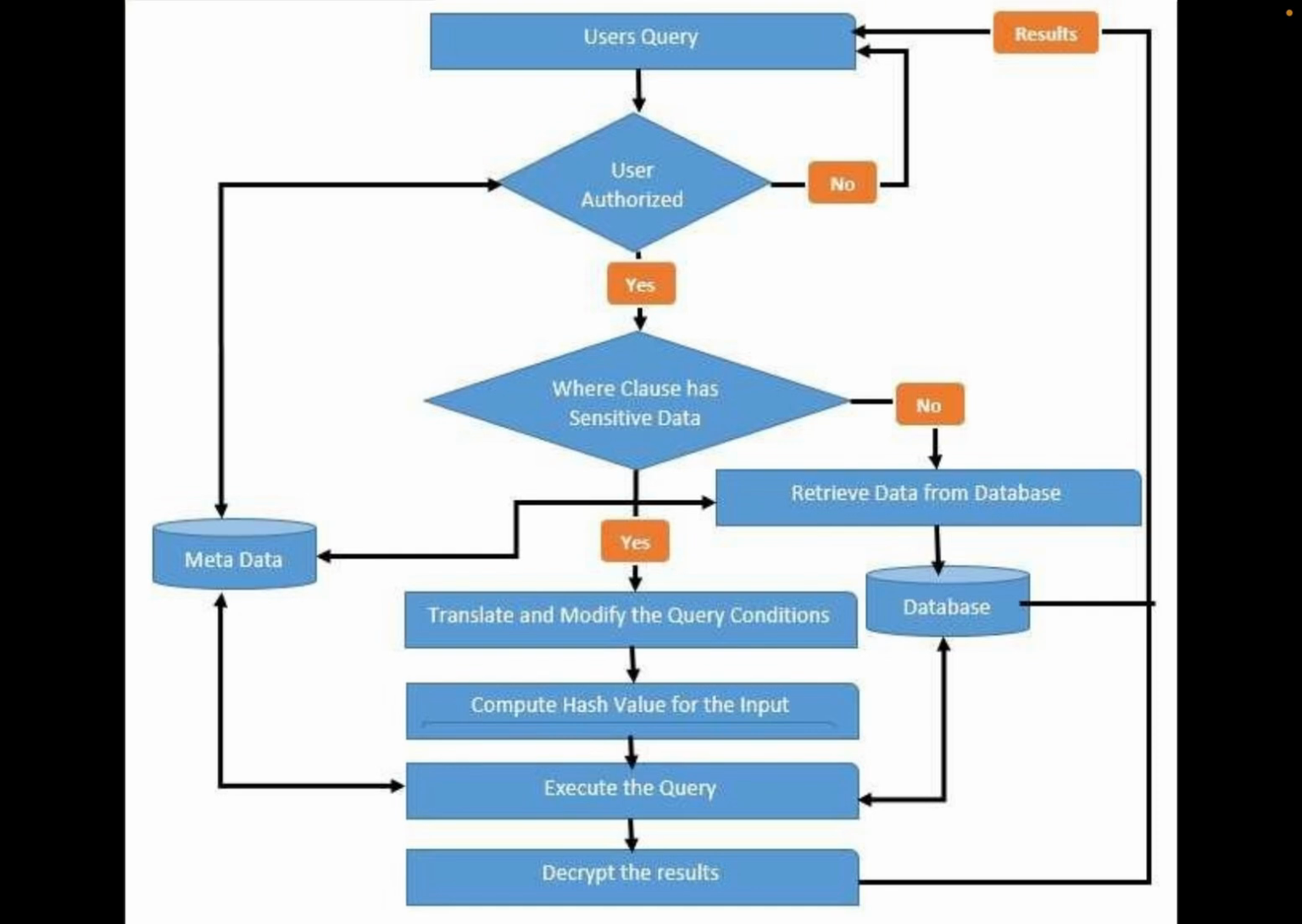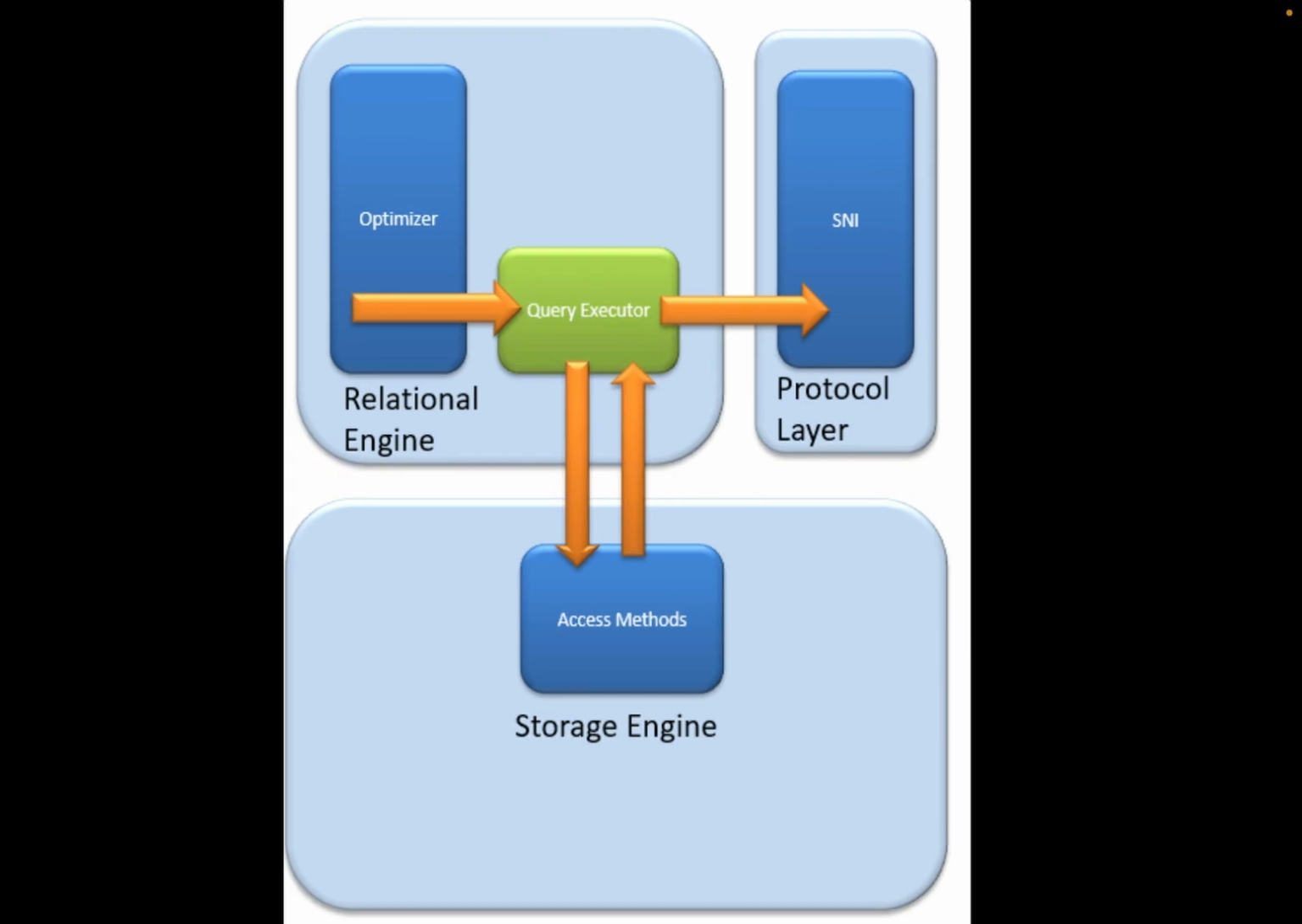The user sends a query and the user will be authorized, especially if you have any sensitive data. Then it translates the query conditions and modifies them if necessary, and then it will create a hash value, like a binary value from some algorithm. That is how computers communicate with each other. Then it will execute the query.